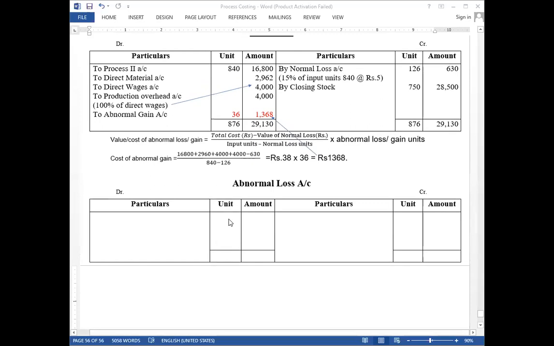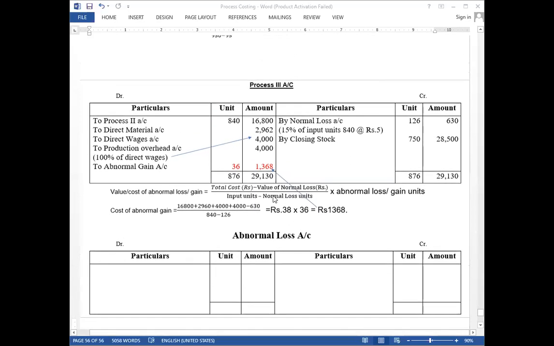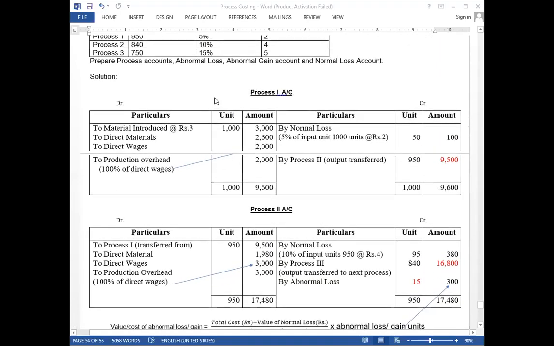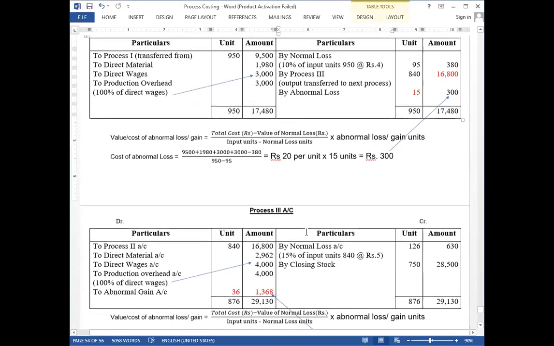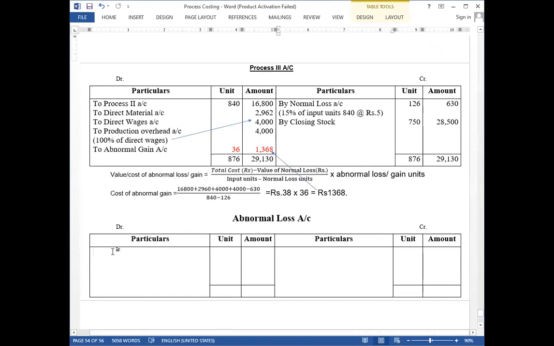So three processes are there, and wherever the abnormal loss is there, you have to transfer it to the opposite side. When we check process 1, do you have any abnormal loss? No. In process 2, do you have any abnormal loss? Yes, which is on the credit side, and you have to transfer it to the opposite side. So write this on the debit side, to process 2 account, from where you are transferring.